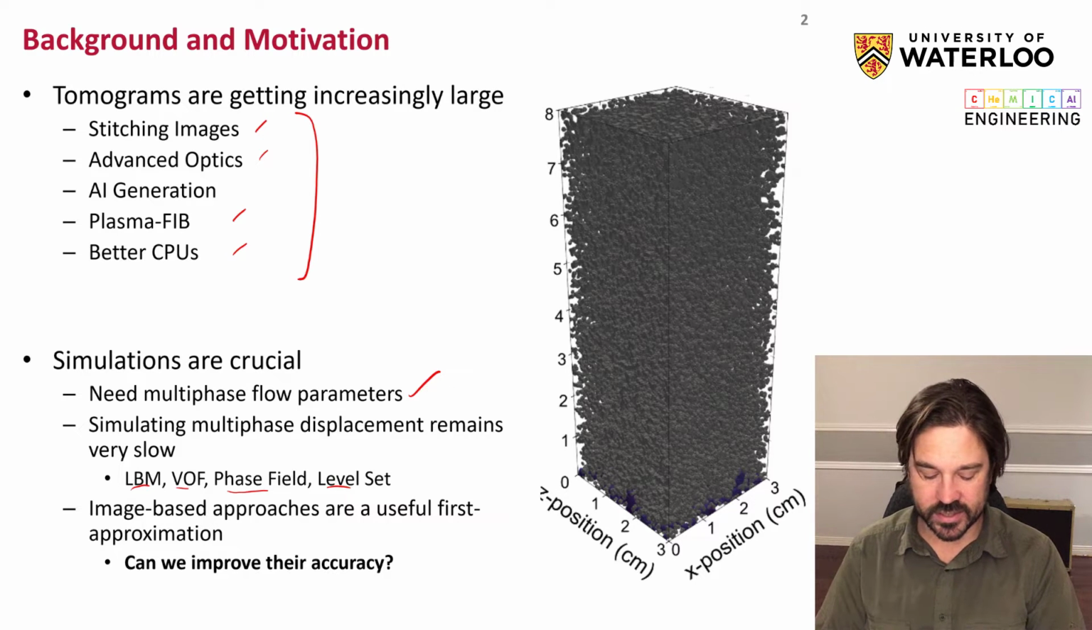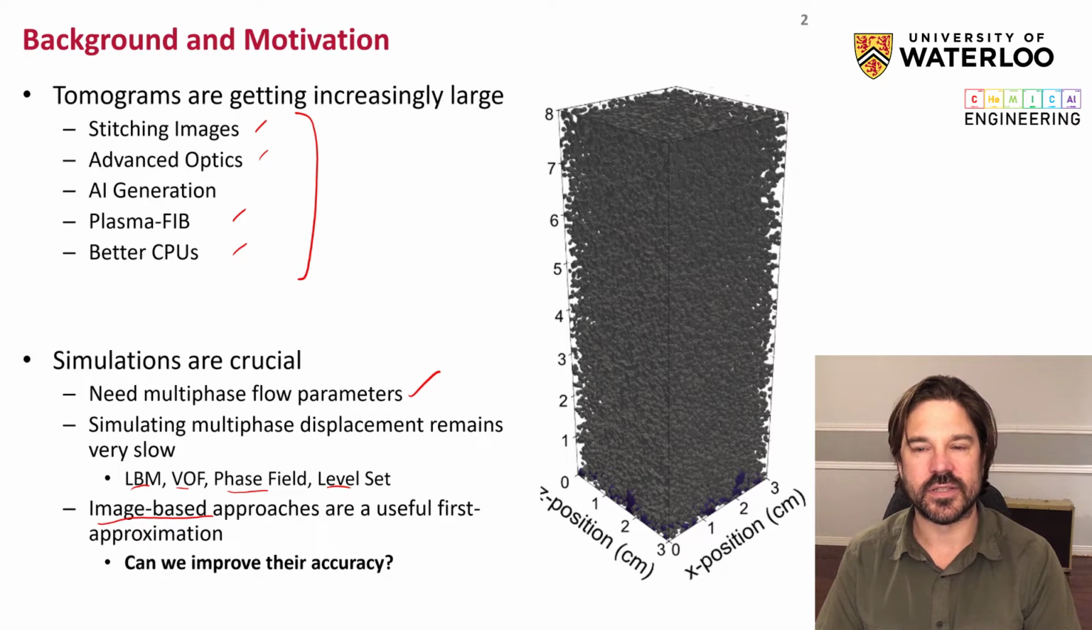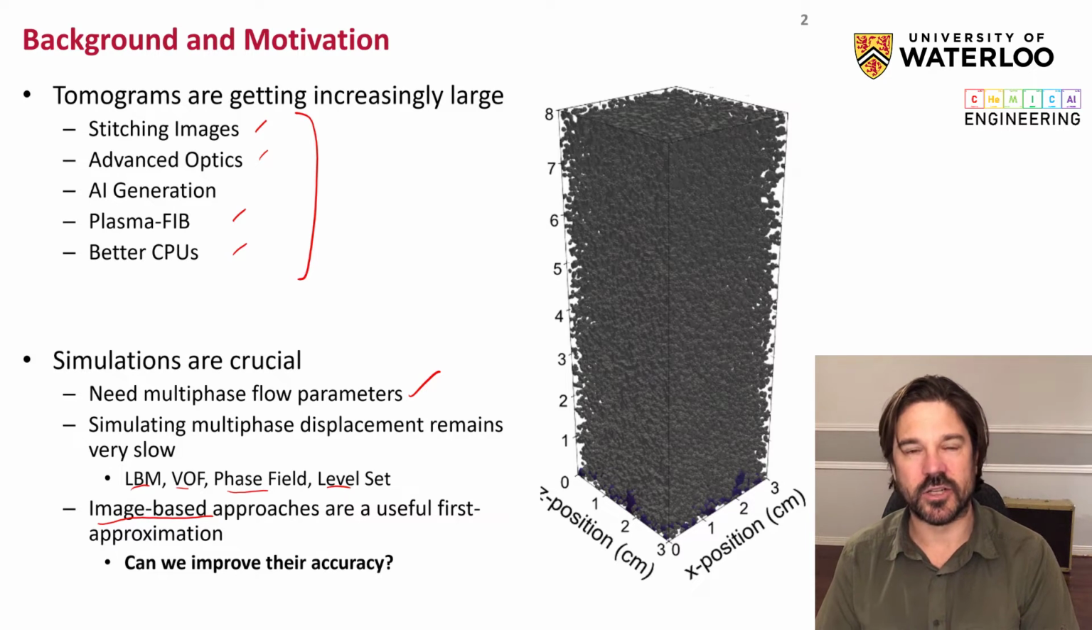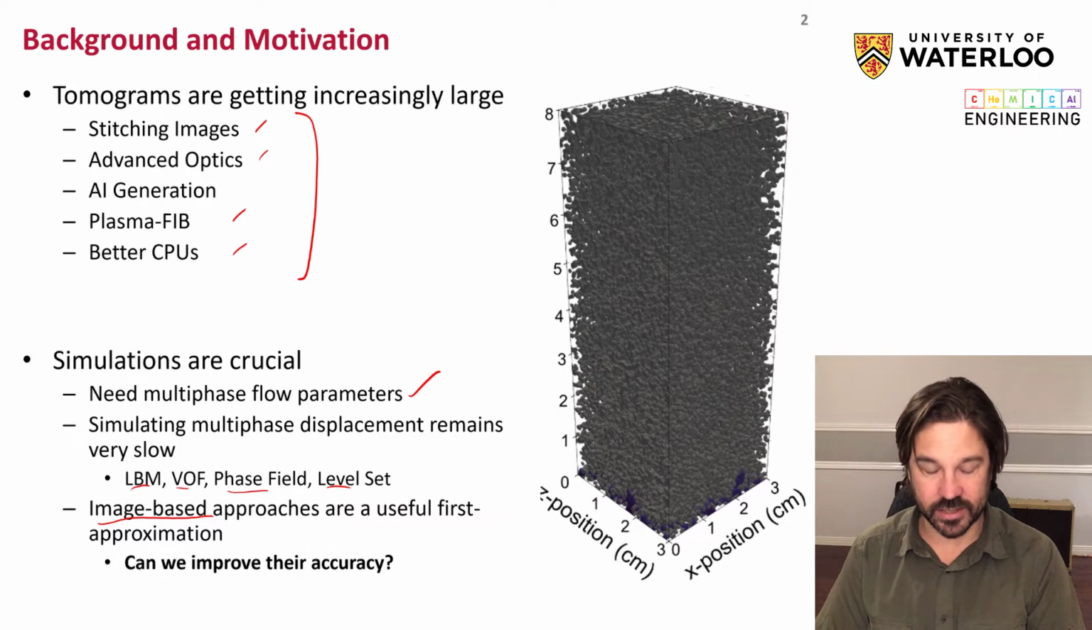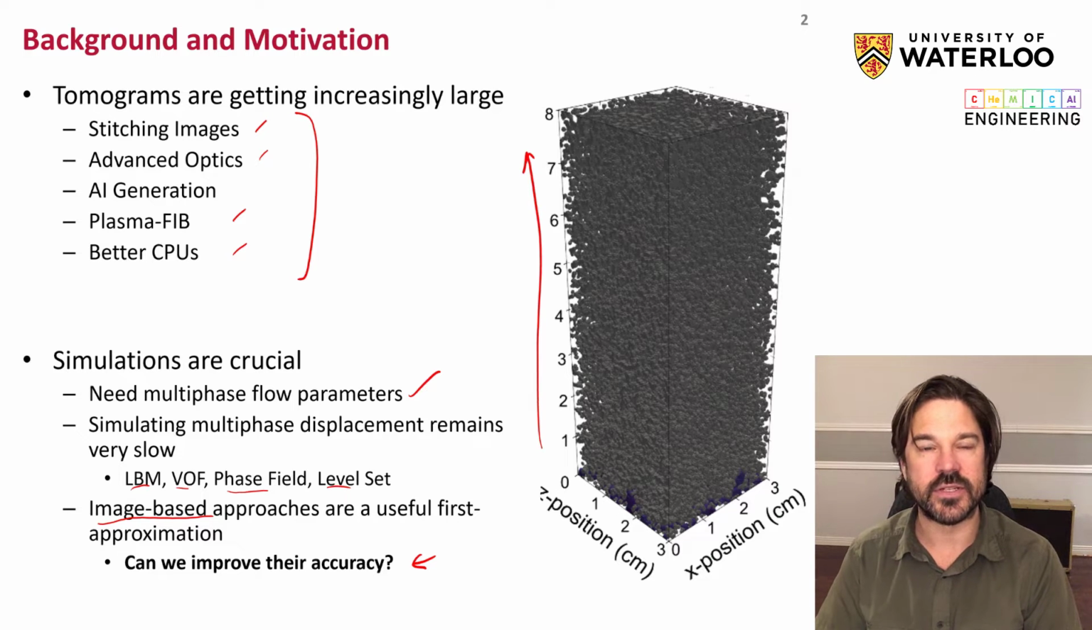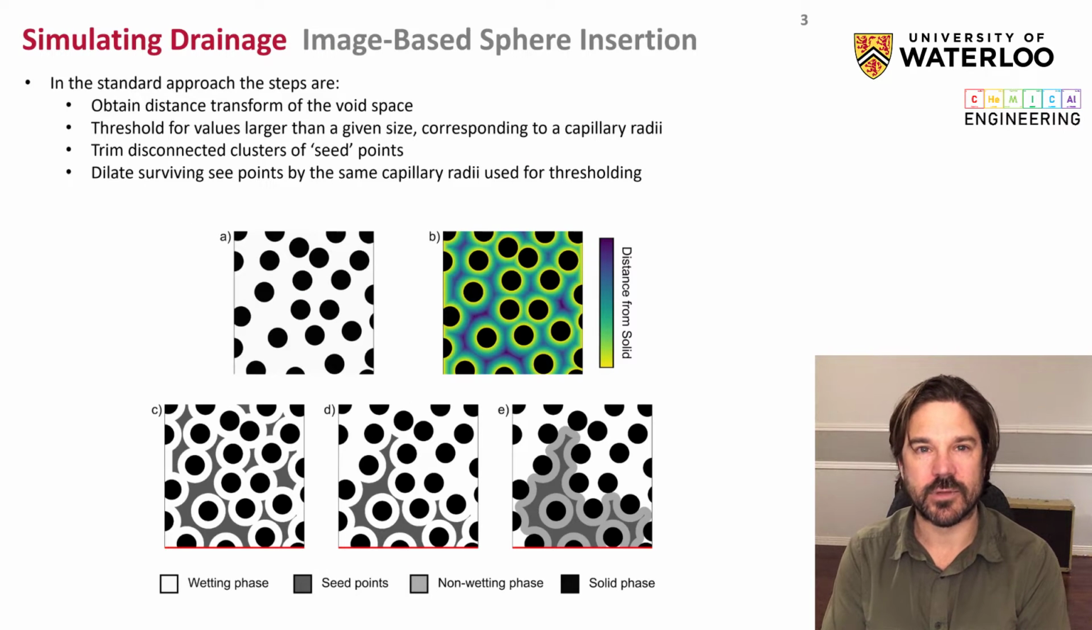An alternative is to use image-based approaches, which essentially just insert spheres into the image and use the relationship between the curvature of the meniscus and the size of a sphere to decide where to put voxels of invading fluid. So can we improve the accuracy of those techniques to accommodate the tall and large images that we anticipate? And that's what this talk is about. Before I get into incorporating gravity into these methods, let me first give a little bit of background on the standard way to do these simulations.